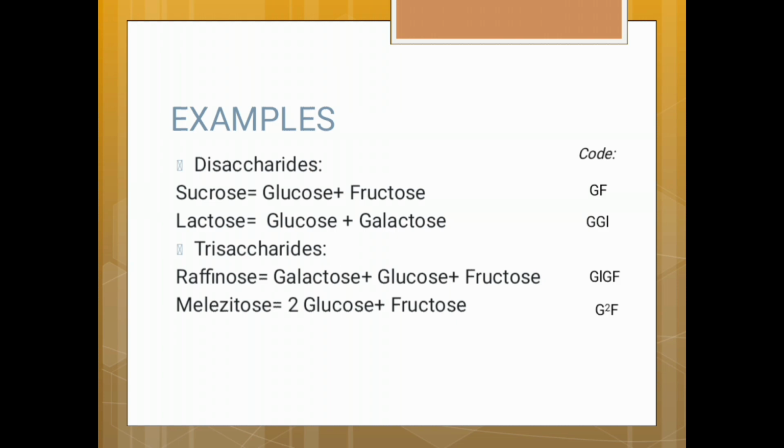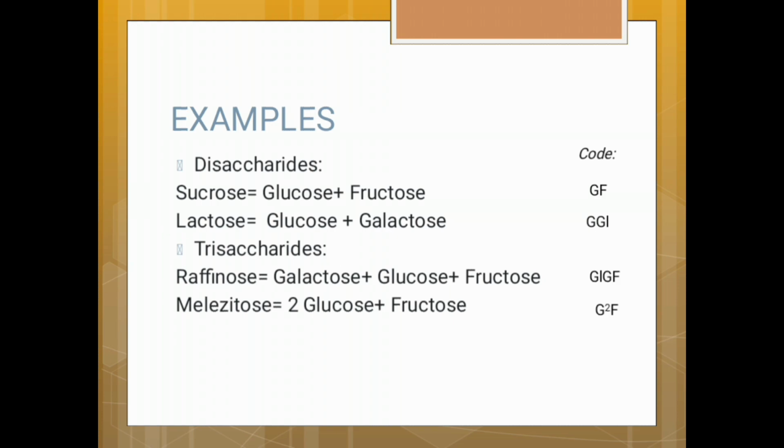Trisaccharide means 3 monosaccharide units combined together by a glycosidic bond to form a single unit. For example, we have sucrose, that's under disaccharide. Sucrose is made up of 2 monosaccharide units, glucose and fructose. I'll give a short code there, GF. So you could just remember sucrose, GF. Just a way of remembering what you've read.